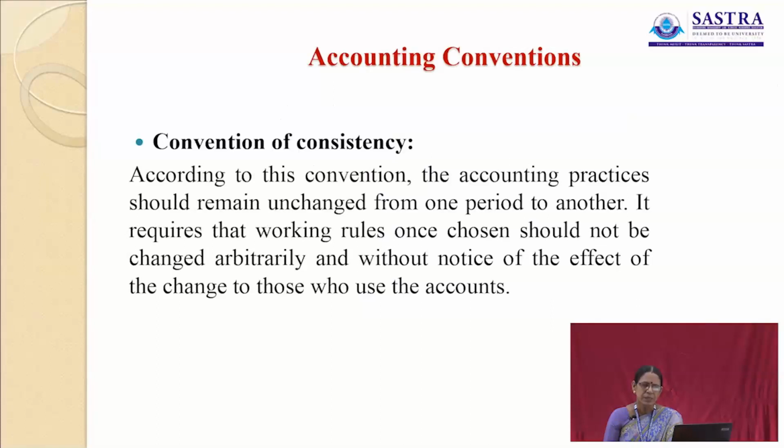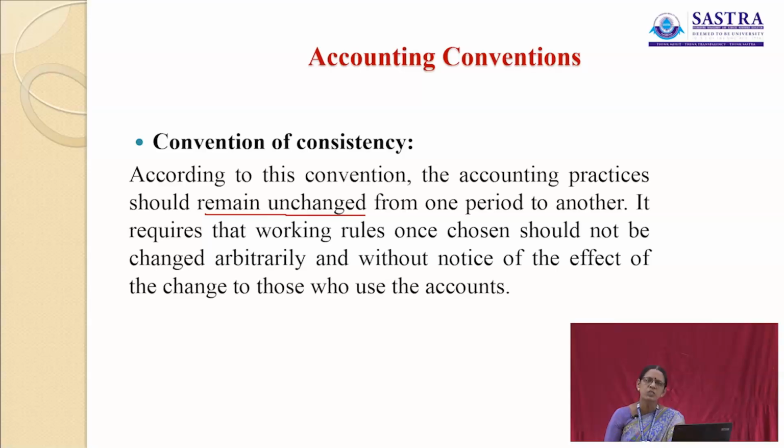Next is consistency. Consistency: you must have a uniform way of recording the transactions. For example, when we have the valuation of stock and the valuation of fixed assets based on the rate of depreciation, we must follow a consistent way of calculating the stock value or the fixed asset value. Only then does the comparison make meaning. The accounting practices should remain unchanged from one period to another. It requires that working rules once chosen should not be changed arbitrarily and without any notice of the effect of the change to those who use the accounts.